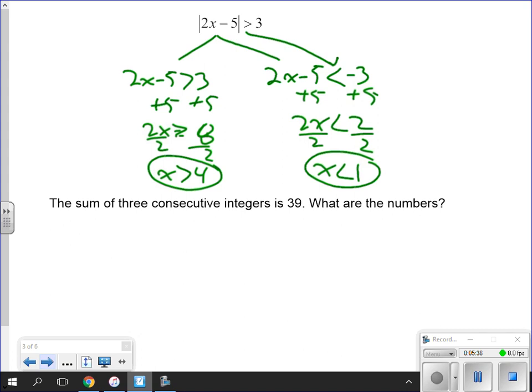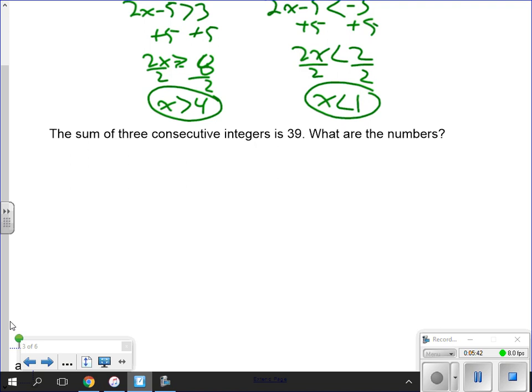Okay. The next one is a little bit difficult. It's not something you've seen before. The sum of 3 consecutive integers is 39. Add them together. Remember, integers are not fractions. They're not decimals. They're whole numbers. There's a couple of ways to do this. You can guess and check, or you could use algebra.